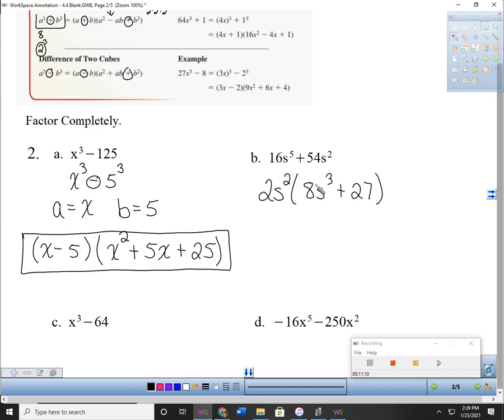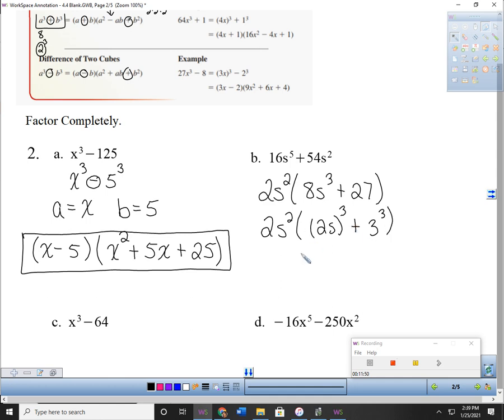Now if you look at these, you have two perfect cubes. So I'm going to leave this 2s to the 2nd out there. Now this cube is only attached to the s. This is not 8 cubed. It's only s cubed. So you also have to write the 8 as a number cubed. So what number would I raise to the 3rd power to get 8? 2. So this would be saying the same thing as 2s to the 3rd power. And then what number do I have to raise to the 3rd power to get the 27? 3. So this would be 3 to the 3rd.